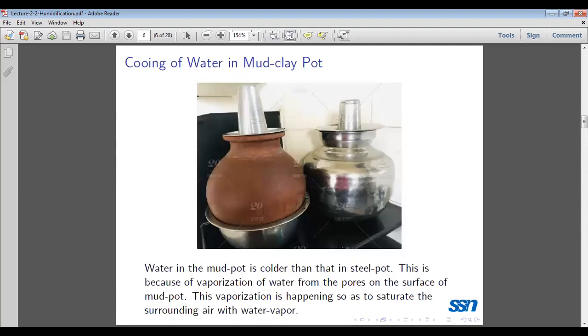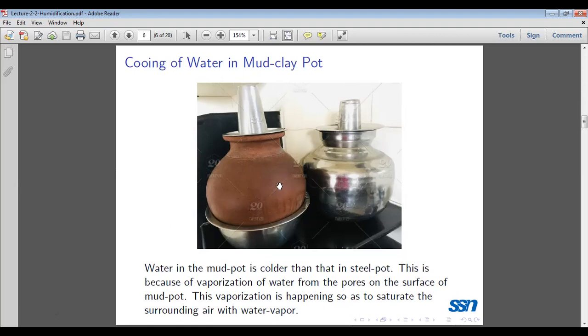See, this surrounding air is already saturated. So since the air is saturated, the tendency for the water to come out of the pores is only natural because of the seepage. Otherwise, whatever water is in these pores may not vaporize. The vaporization is not accelerated. There is no tendency for vaporization because the surrounding air is already saturated. Because of that, the water in this part and this mud part will be almost at the same temperature.